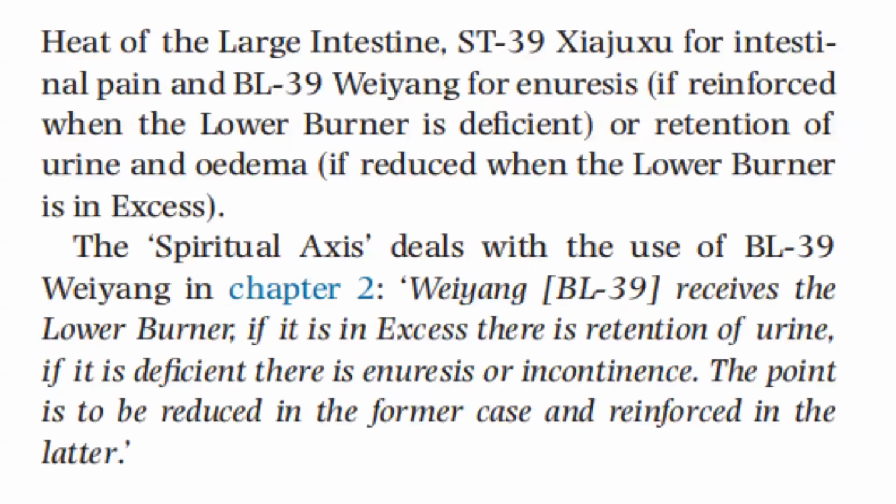In particular, stomach 37 is used for chronic diarrhea and damp heat of the large intestine, stomach 39 for intestinal pain, and bladder 39 for enuresis, if reinforced when the lower burner is deficient, or retention of urine and edema, if reduced when the lower burner is in excess. The Spiritual Axis deals with the use of bladder 39 in chapter 2.